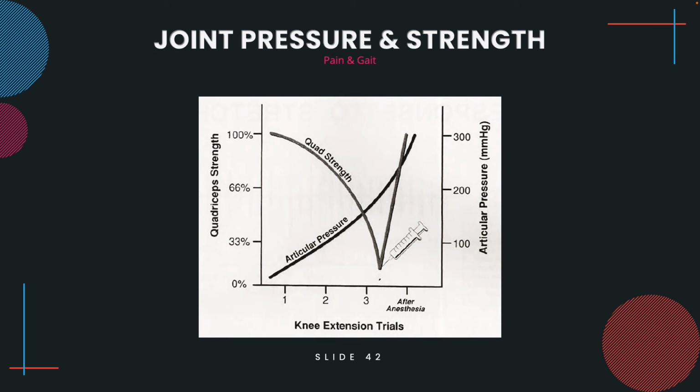In this next chart, you can see that as pressure in a painful joint increases, the strength of the muscle associated with that joint will decrease. Then what we have here is that when the joint is anesthetized, we have fully restored quad function. That tells us that pain is in fact affecting the strength of the muscles that surround the joint, and that this is likely a feedback mechanism that's designed to protect the joint structures from destructive pressures. It just so happens to interfere with our walking.